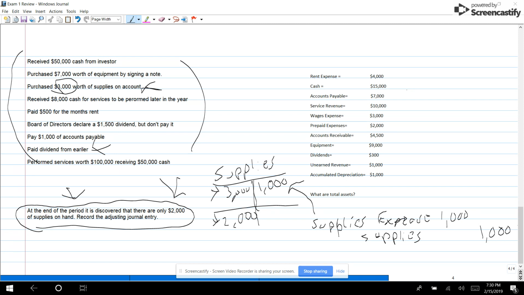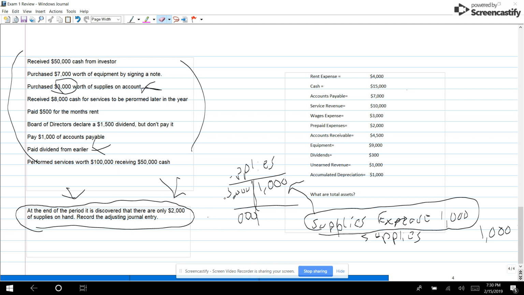It seems pretty basic, but on the exam, you'll probably have a question like saying, if you didn't do this, would supplies be overstated or understated? We know that it would be overstated because we'd be at the 3,000 number as opposed to the 2,000 number. Now, if it asked, would net income be overstated or understated? Net income would also be overstated because we're increasing expenses, which are going to decrease our net income. So, net income and supplies are both overstated if we don't do the adjusting journal entry.